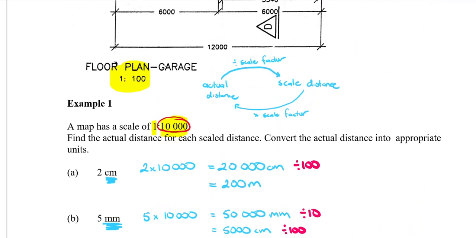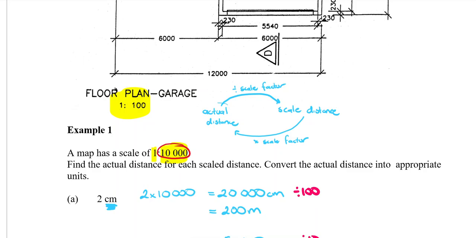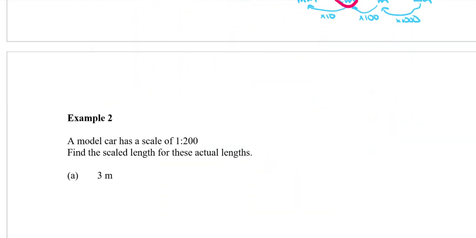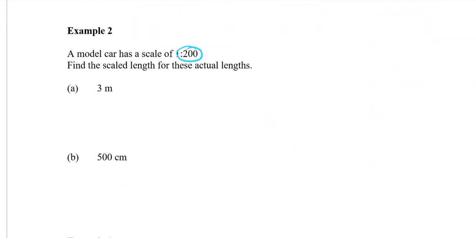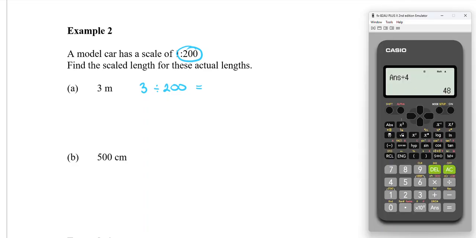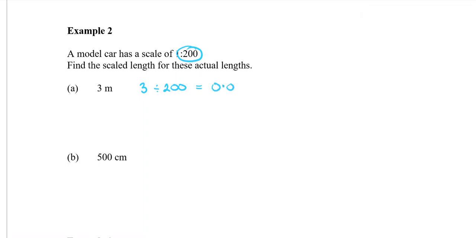So remember my diagram back here. If I have the actual distance, I need to divide by the scale factor to find the scale distance. My scale factor this time is 200. So I start with 3 and I divide by 200. This is going to make a very small answer. 3 divided by 200 is 0.015.